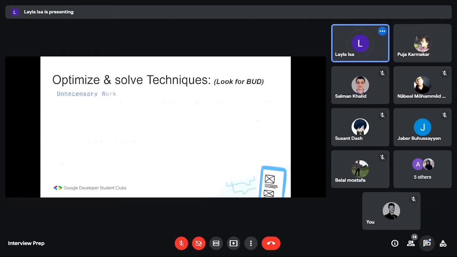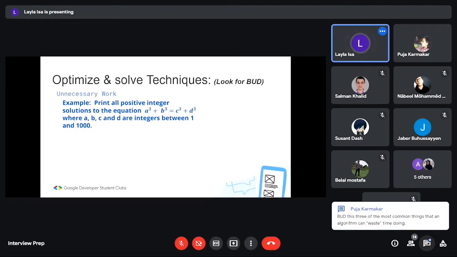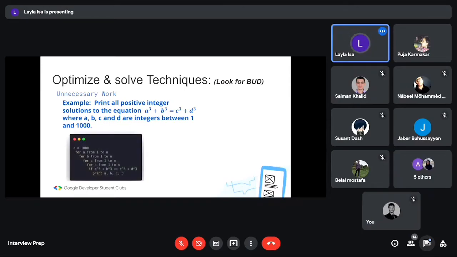So this is very time and space consuming. Second, unnecessary work. Example: print all positive integer solutions to the equation a cube plus b cube equals c cube plus d cube, where a, b, c and d are integers between 1 and 1000. So let's see the code.